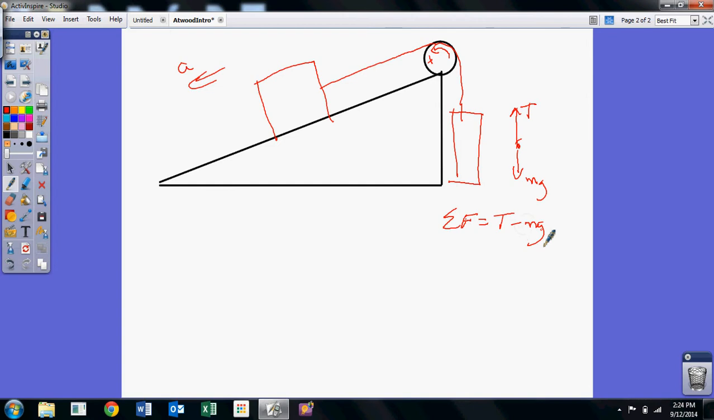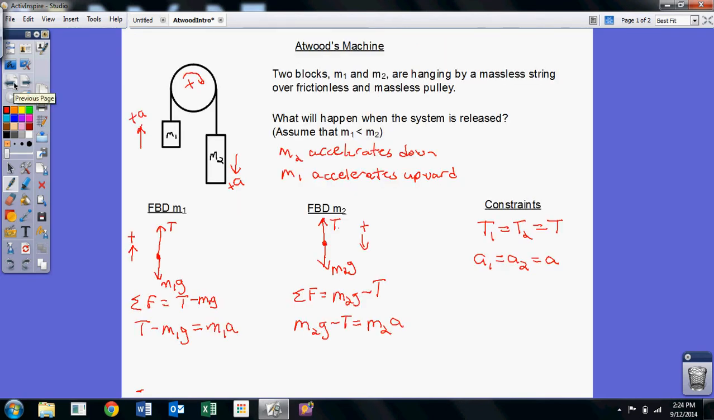That's really all you need to know about Atwood's machine. From there, if you go back to our previous slide, you look at what you're given and solve for the tension or the acceleration. All right, so I hope that helps. Thanks for your time.